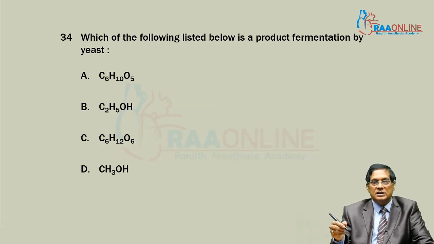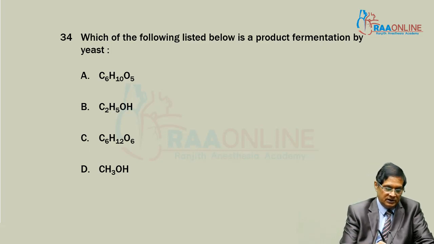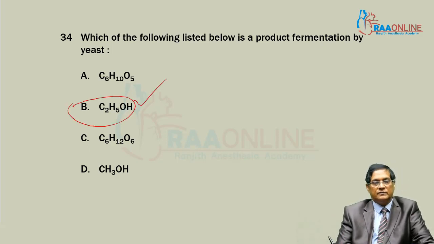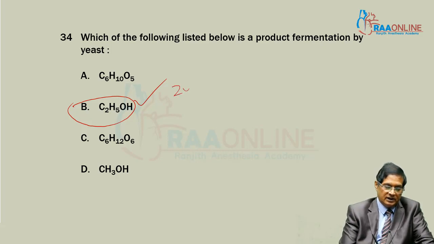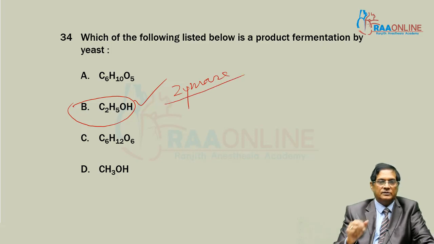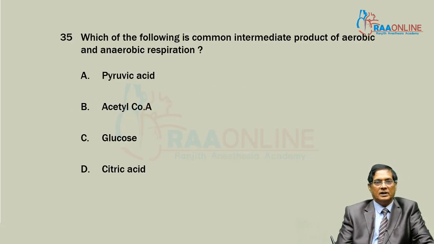Then, which of the following is a product of fermentation of yeast? Yeast, when it ferments, forms alcohol. That is the product of anaerobic respiration. And why does it form? That is because of the enzyme zymase. This enzyme is responsible for the formation of alcohol.